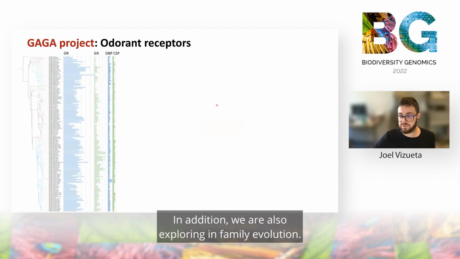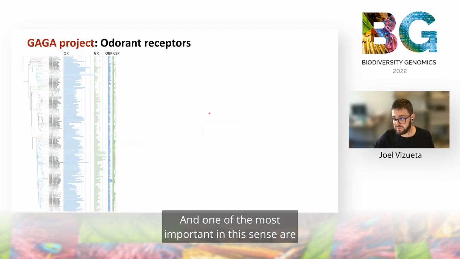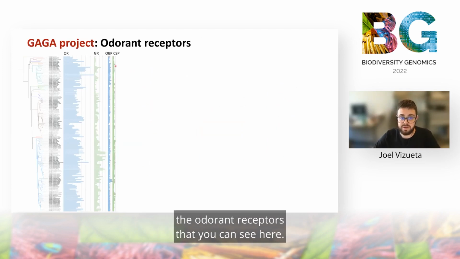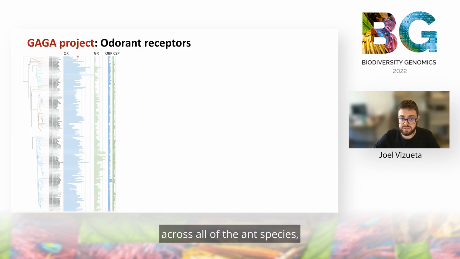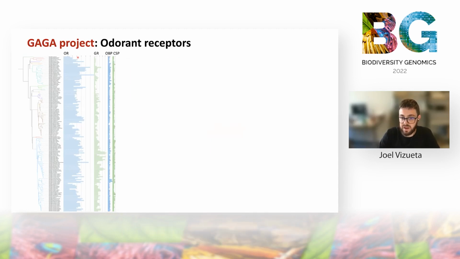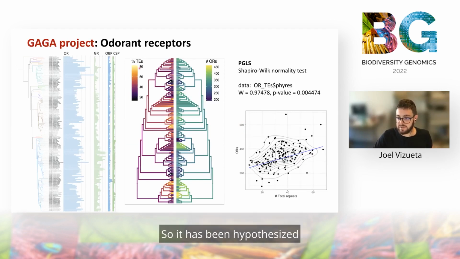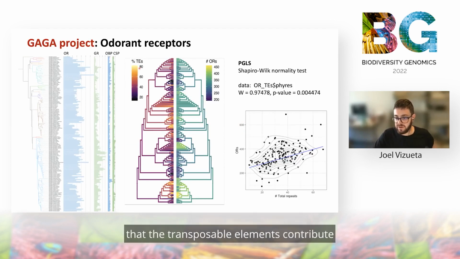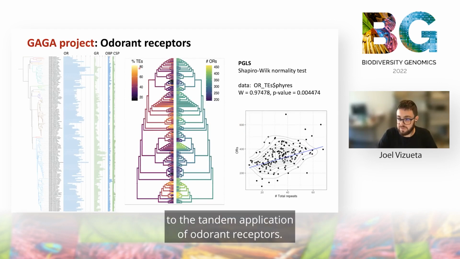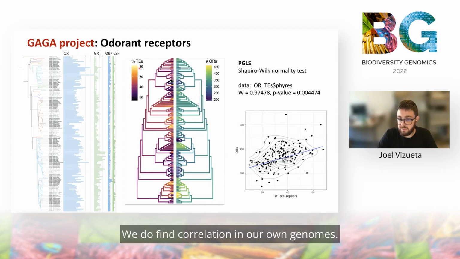In addition, we are also exploring gene family evolution, and one of the most important in this sense are the odorant receptors that you can see here. We found a wide number of odorant receptors across all of the ant species, ranging from 200 to even 500 receptors, and they are immensely expanded compared with other insects. And we do find a correlation with the transposable elements. It has been hypothesized that the transposable elements contribute to the tandem duplication of odorant receptors, and we do find a correlation in our own genomes.